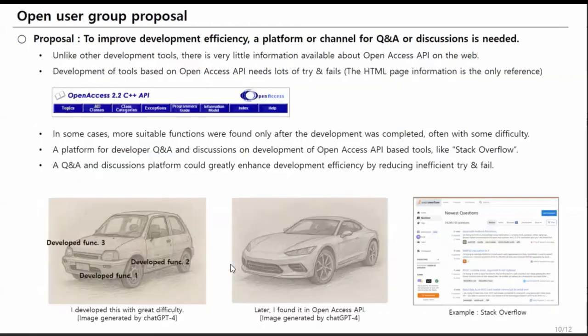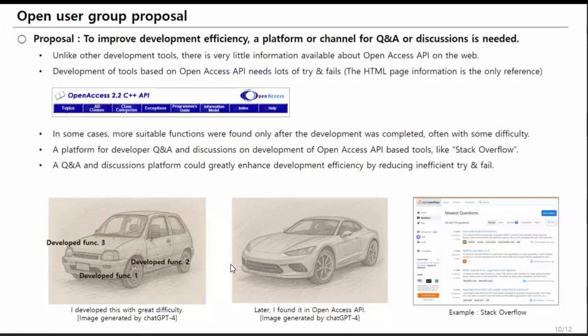Here are my final suggestions. The most challenging aspect of developing with OpenAccess API was finding examples or specific function references. It is very difficult to find information online, and looking through the HTML files that describe the classes within OpenAccess API is almost the only way to access this information. Consequently, a lot of trial and error is required during development.